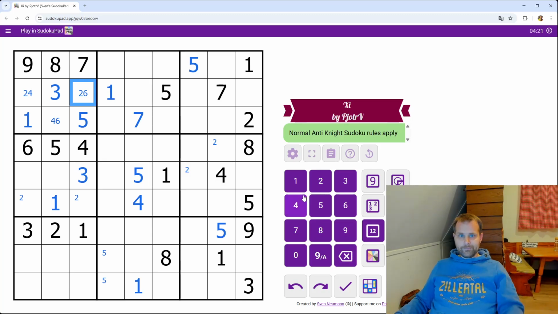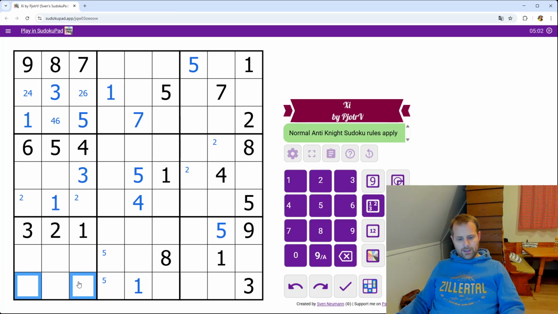So what is next? The 6, there's not much 6 in here. So let's go to the 7s. Well, there's also not much to do with the 7, so let's go to the 8.